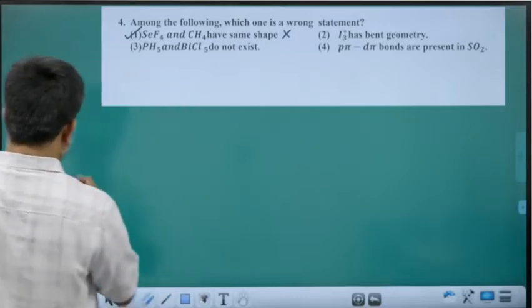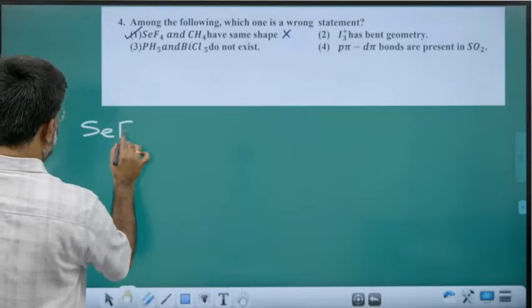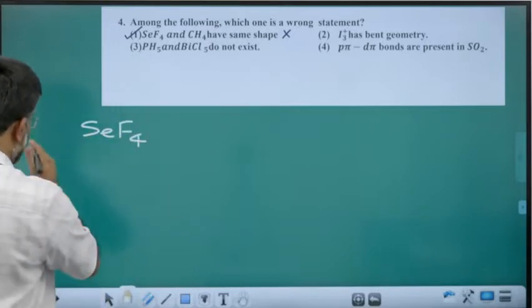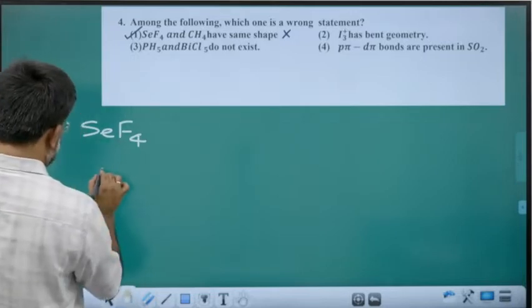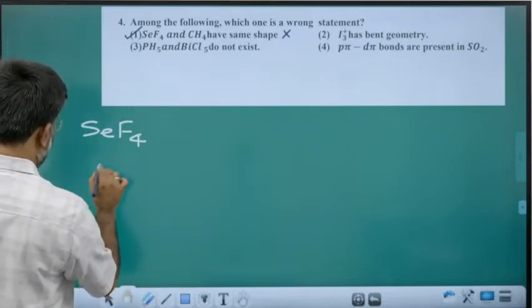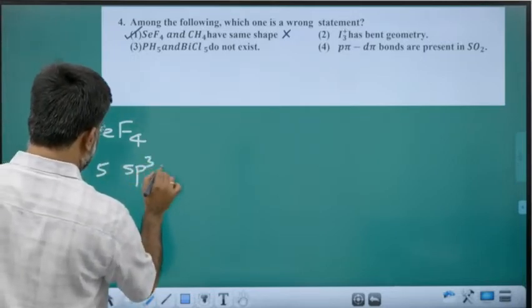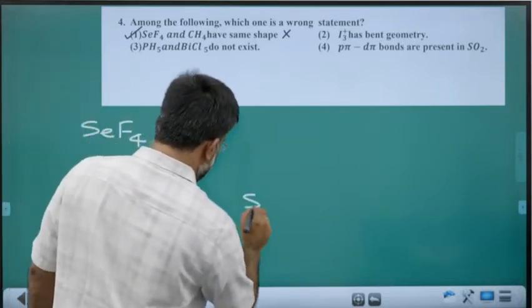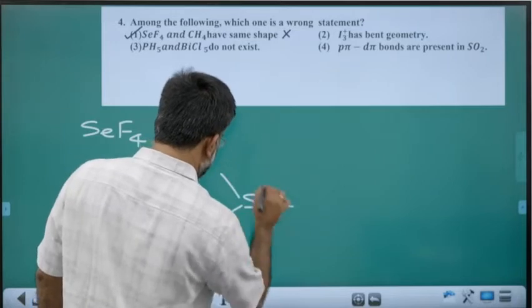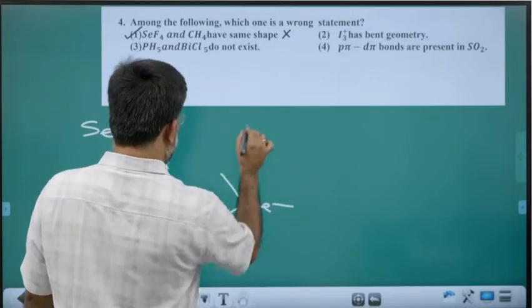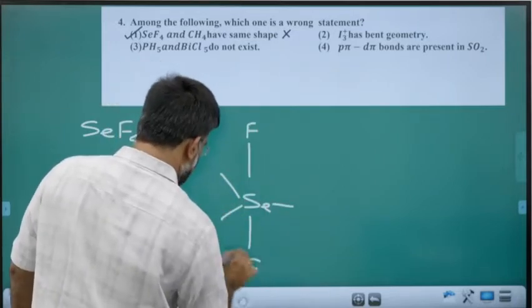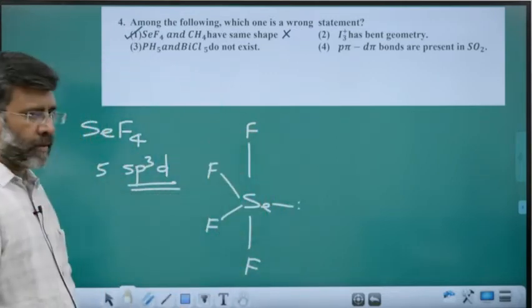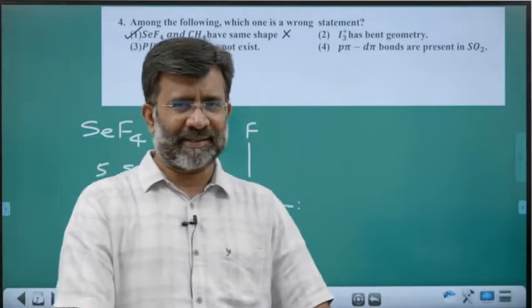I'm sure you practiced. SeF4: 6 valence electrons, 4 surrounding atoms, so there are 10 electrons, 5 pairs. It is sp3d hybridization, with selenium at the center, 1, 2, 3, 4 fluorines, and a lone pair. Hope you understand the shape.